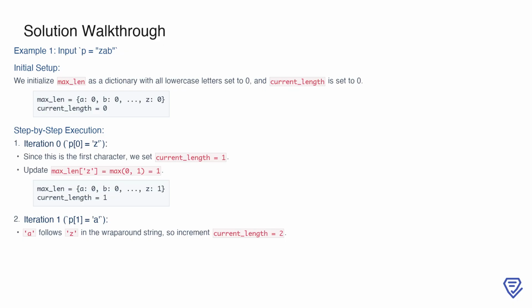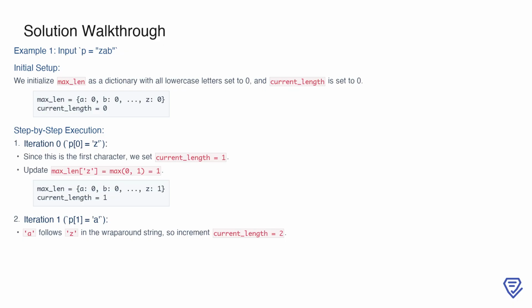iterate through the string. Looking at the first example where the input is p equals zab, we begin by processing the characters one by one. For the first character, z, since it is the starting character, we set current_length to 1. We then update max_len[z] to the maximum of its current value, which is 0, and current_length, resulting in max_len[z] equals 1. At this point, the max_len dictionary reflects that the longest substring ending in z has a length of 1, and the current_length is 1.